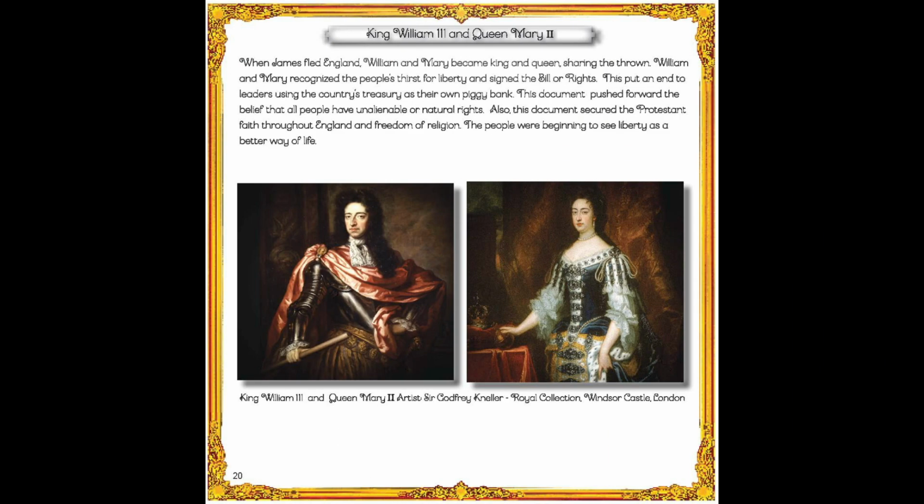When James fled England, William and Mary became king and queen, sharing the throne. William and Mary recognized the people's thirst for liberty and signed the Bill of Rights. This put an end to leaders using the country's treasury as their own piggy bank. This document pushed forward the belief that all people have unalienable or natural rights. Also, this document secured the Protestant faith throughout England and freedom of religion.